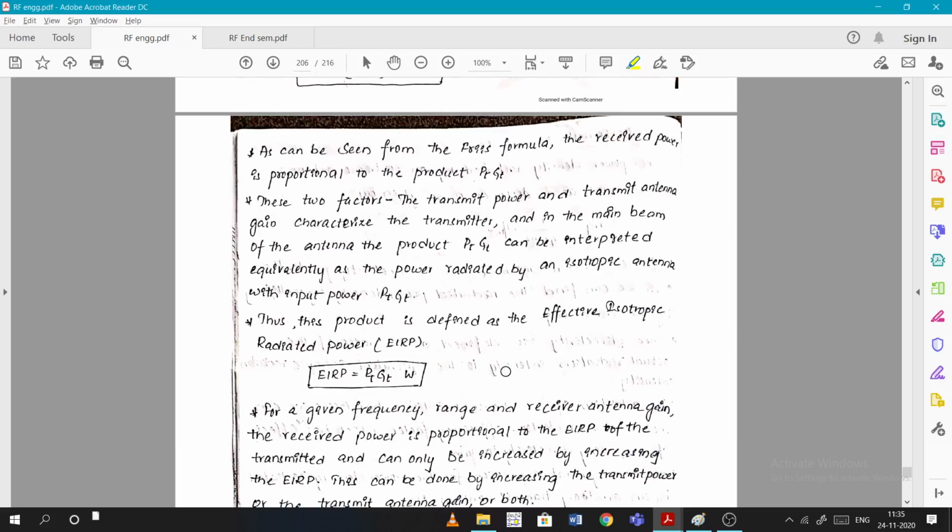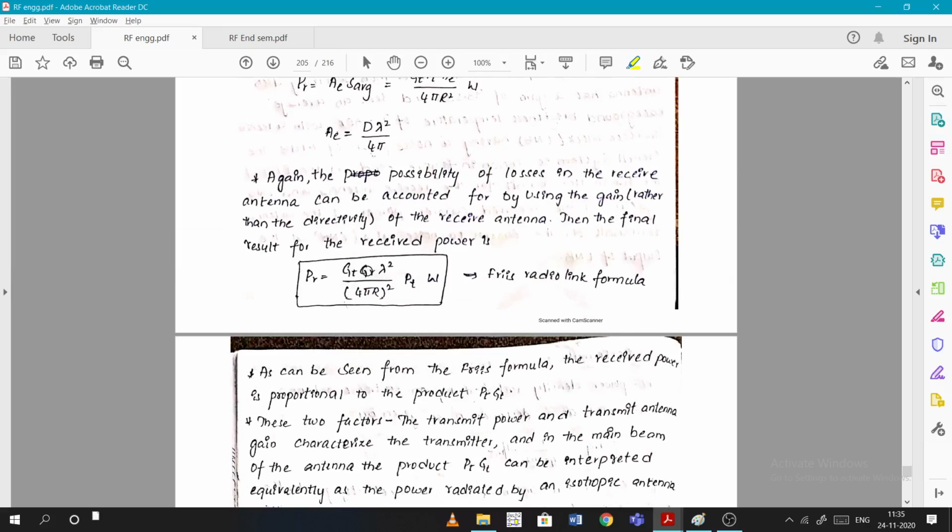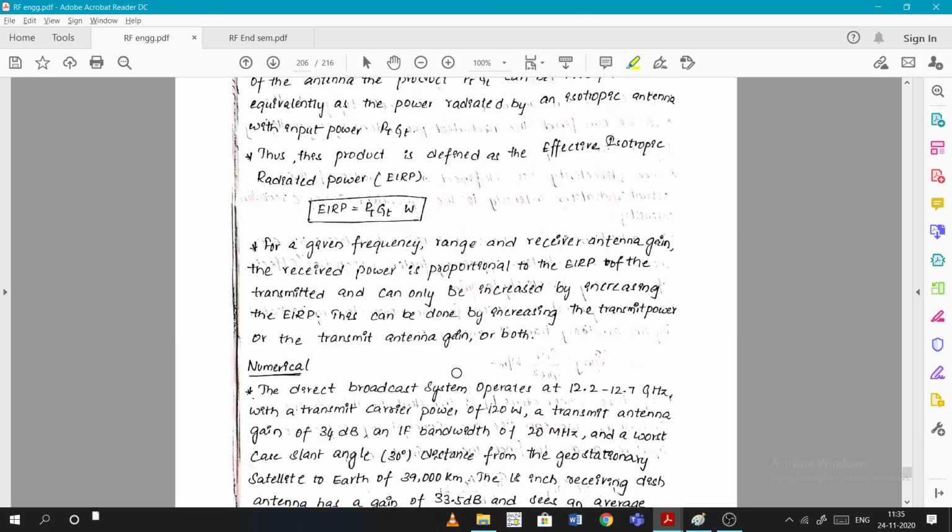As can be seen from the Friis formula, the received power is proportional to the product PT GT. Basically the received power depends on the transmitter power and the transmitter gain, the product. These two factors help determine how much the received power will be. If you want to increase this product, we can increase the transmitter power, or increase the gain, or increase both. This product is defined as the effective isotropic radiated power.